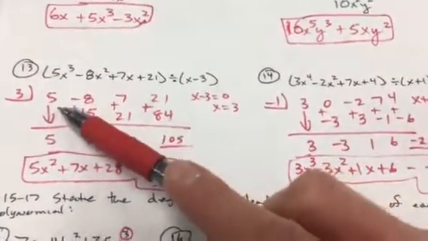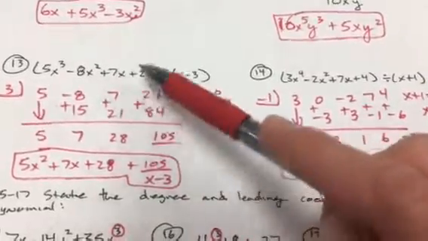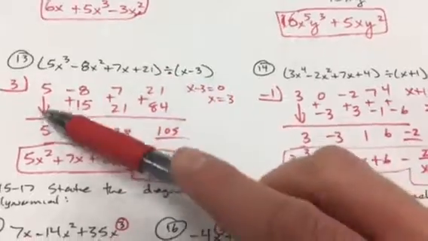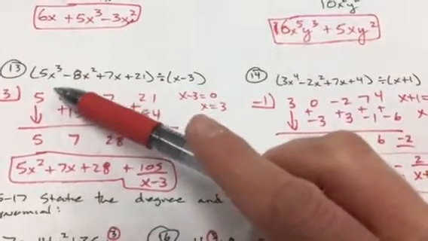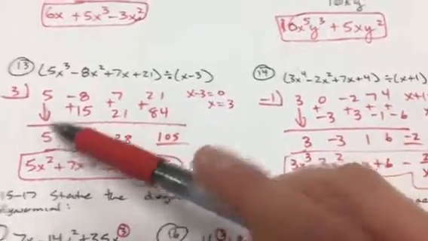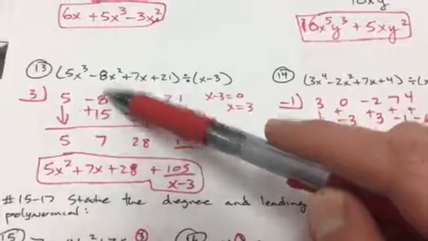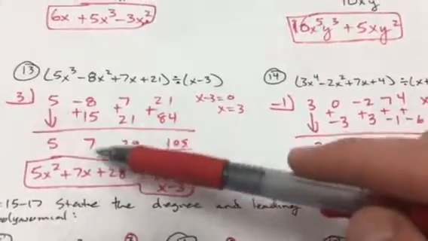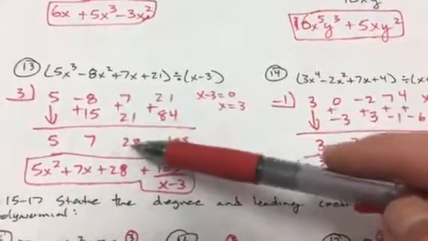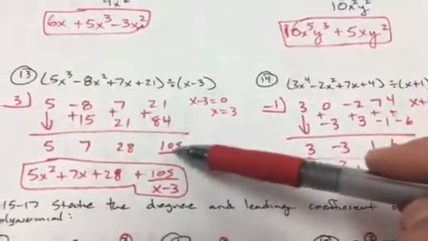Anyway, 5 for 5x to the third, negative 8 for negative x, negative 8x squared, 7 for 7x, 21 for the constant 21. Bring down the 5 because you're really doing 5x to the third divided by 1x. 5 divided by 1, 5. Always do cubby times this number, 15. Then you add the columns up, 7. Cubby times 7, 21. Add them up, 28. Cubby times this number, 84. Add them up. That's always your remainder.